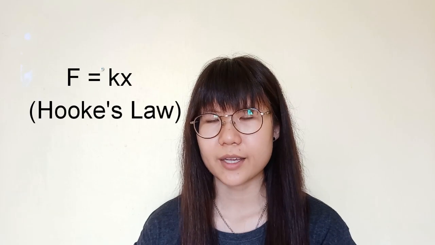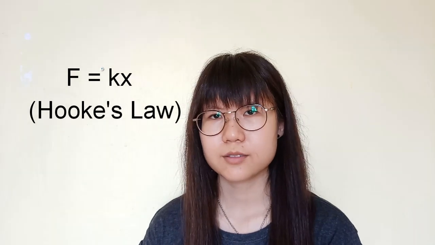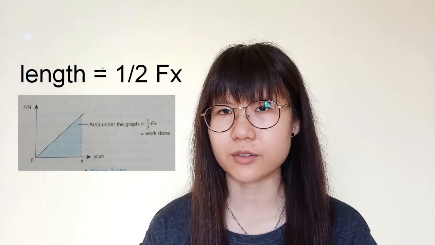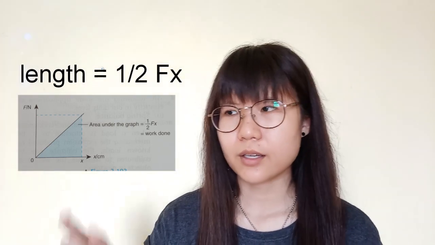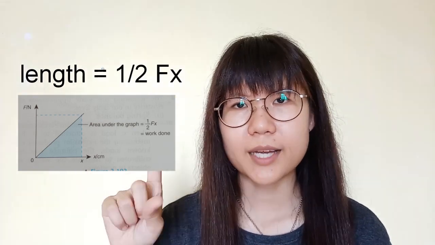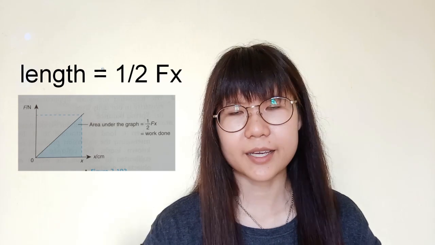27. F equals kx according to Hooke's law. F is force, x is extension of the spring, and k is the spring constant. 28. Energy stored in an extending spring equals 1/2 Fx, and this can be calculated by using the area under the graph. You can take 1/2 multiplied by the value on the x-axis and then multiply by the value on the y-axis, and then you can get the energy of the extending spring.